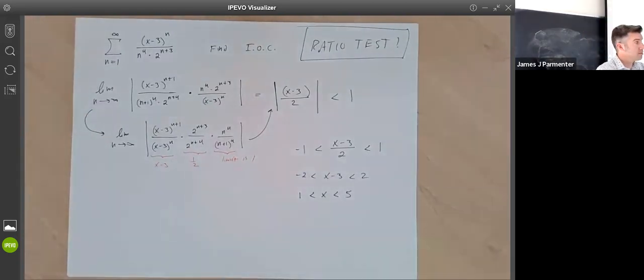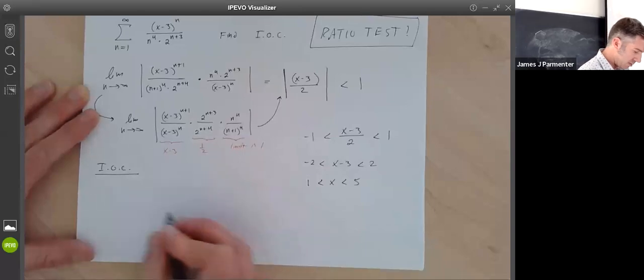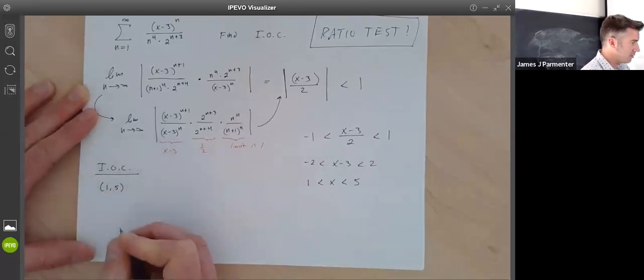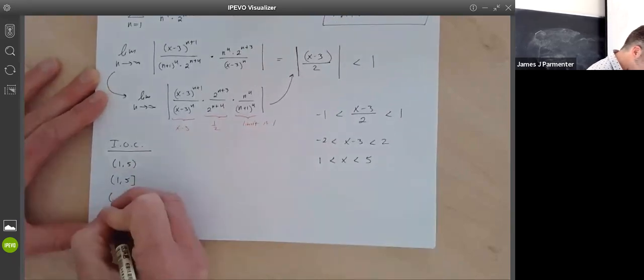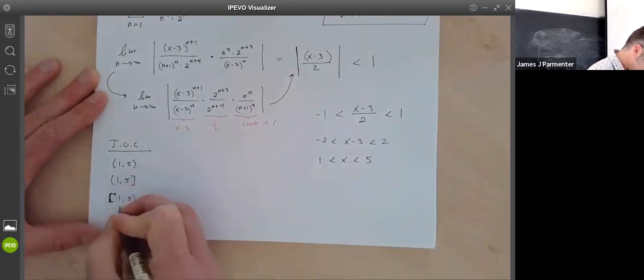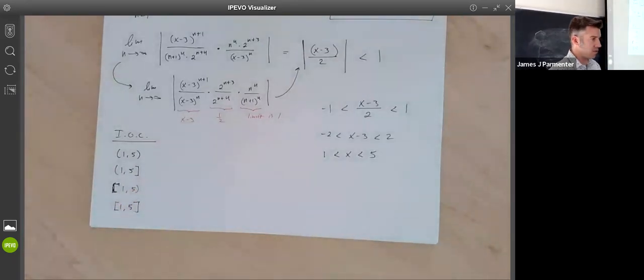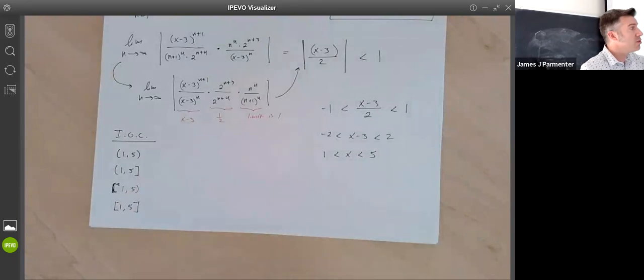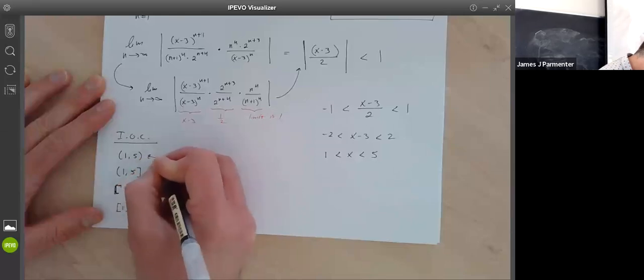We're not done. So our interval of convergence right now could be one of 4 things. It could be 1 to 5 with either endpoint open or closed. One of those is our interval of convergence. We know it converges absolutely on this. So for sure, it converges absolutely there.